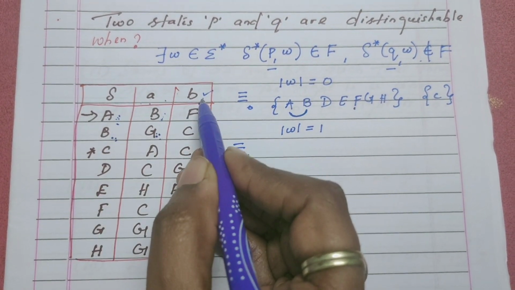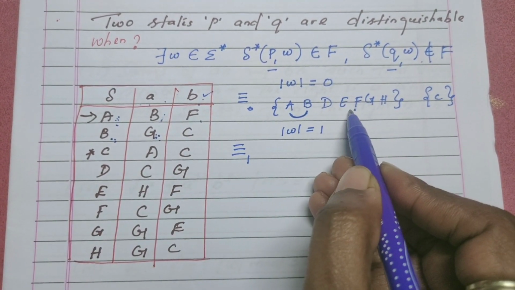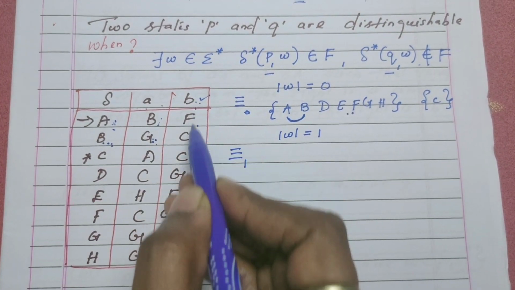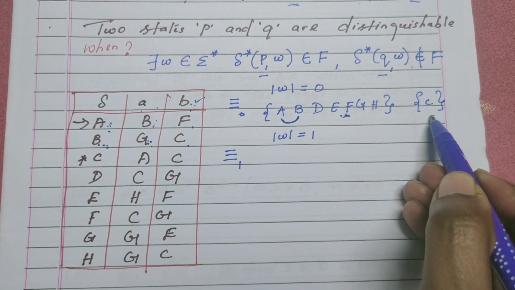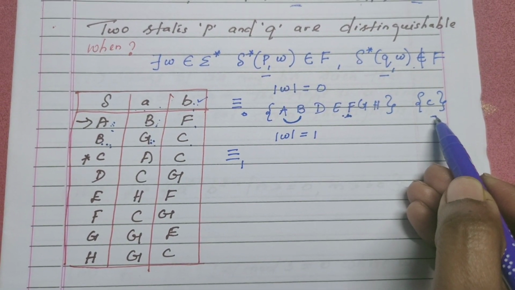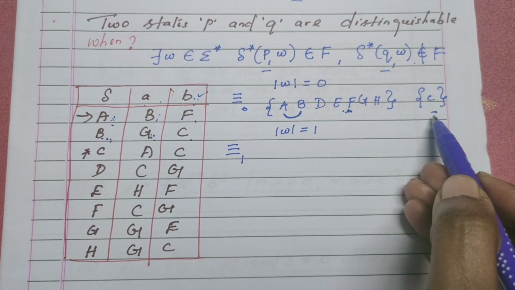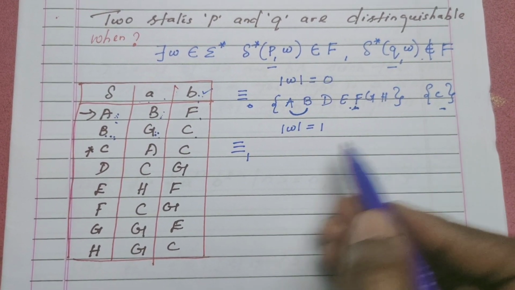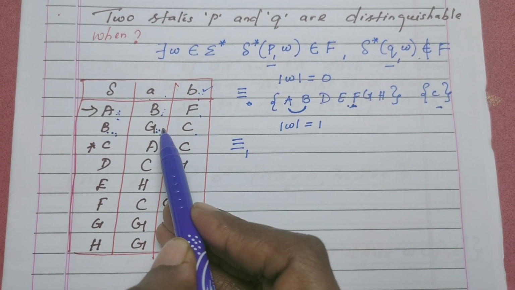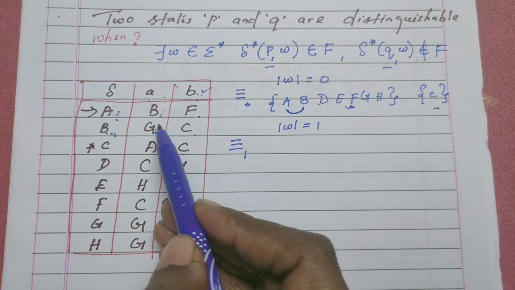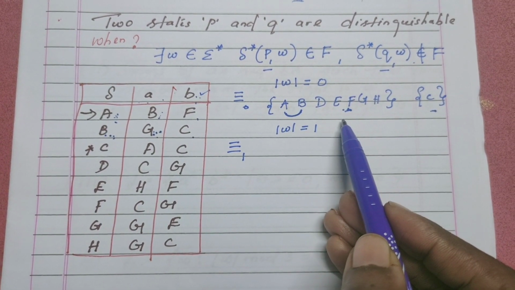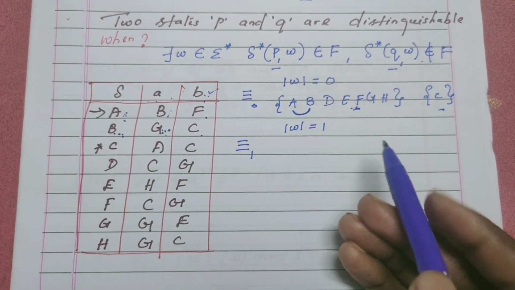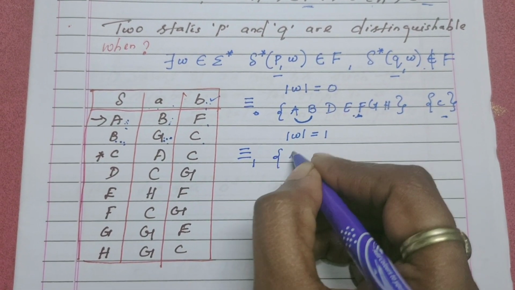From A on reading B, it goes to F. From B on reading B, it goes to C. So F is in one set and C is in another set. So I can say that A and B are distinguishable because on reading a string of length 1, the resulting states do not belong to the same set. That is the reason. So I'm separating A here.